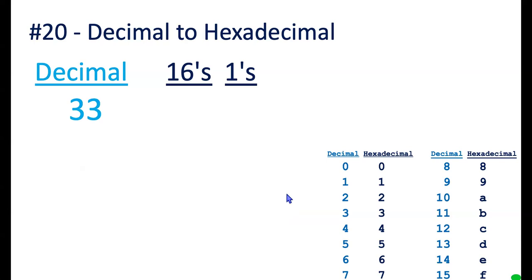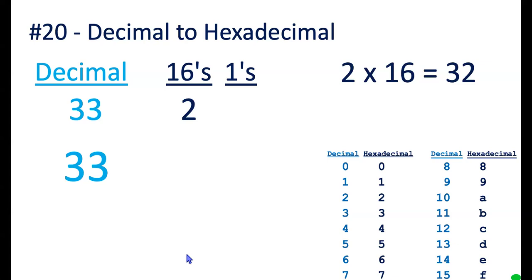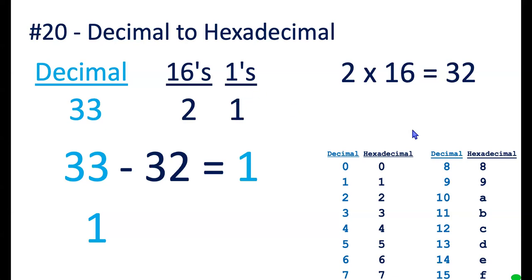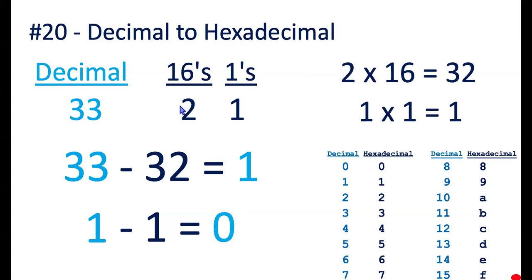Let's look at another one. 33. If I owed you $33, now this time I'll give you two $16 bills. I just paid you $32. I gave you two $16 bills. Now what do I owe you? $1. So what do I have left over? I'll just give you one $1 bill. Now I owe you nothing. Again, 2 times 16 is 32 plus 1, 32 plus 1 is 33.